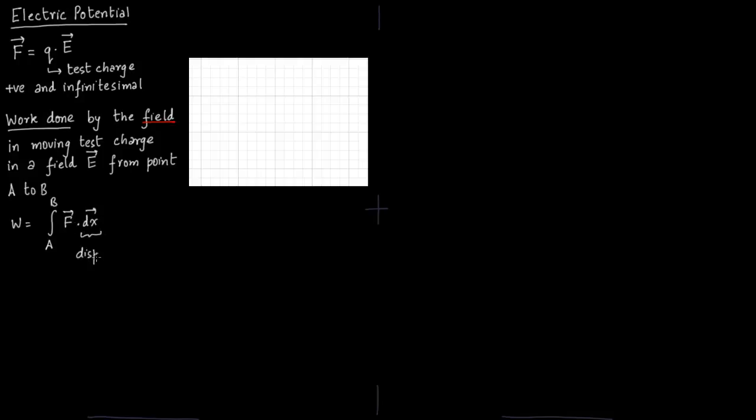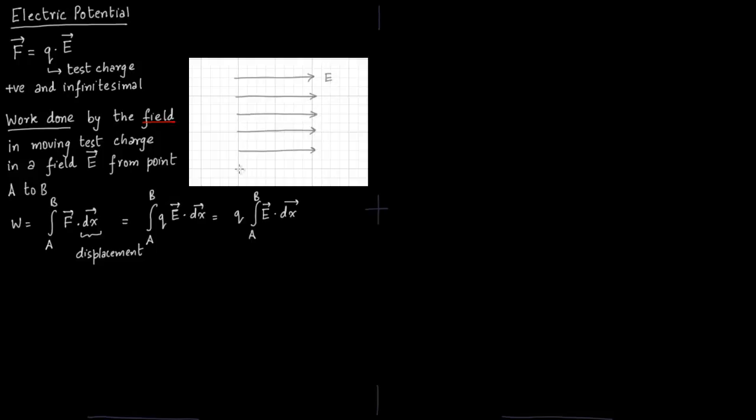we know this formula, force dot product with displacement, and you integrate from A to B. Now force is given as Q times E vector, then again dot product with dx vector, Q comes out. So the work done is given as Q times integral of E vector dot product with dx vector going from A to B.